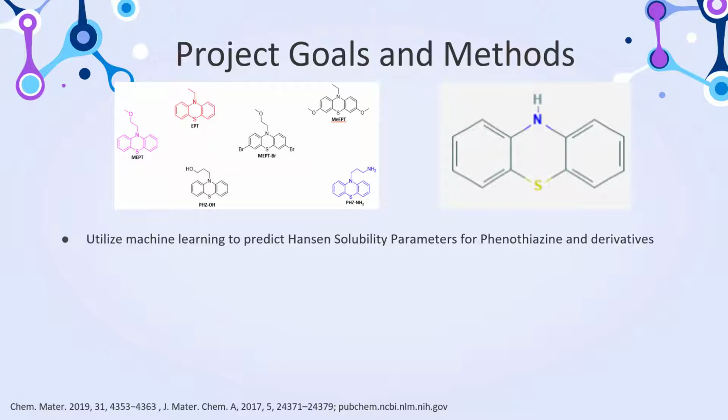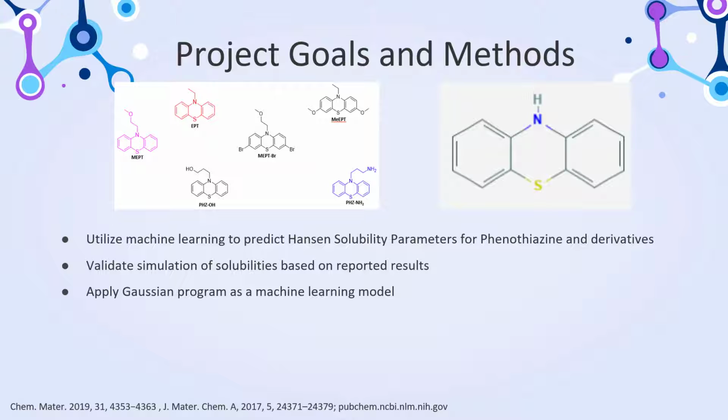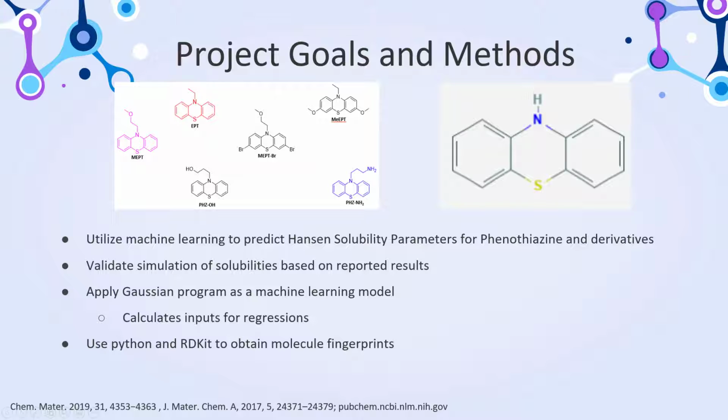We wanted to utilize machine learning to predict the Hansen solubility parameters for phenothiazine and its derivatives as seen in the images above. We also set out to validate the simulation of solubilities based on previously reported results and do so by applying Gaussian as a machine learning model. Gaussian would be useful for this project to create inputs for regression models. Lastly, we wanted to be able to use our DKit with Python to obtain molecule fingerprints, also to be used as input in the regression models.